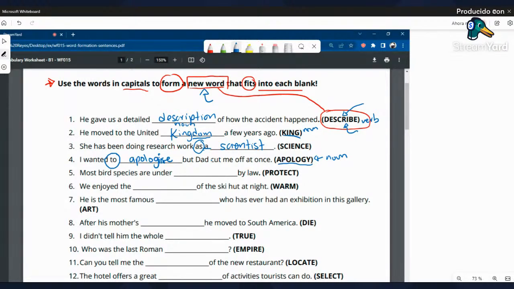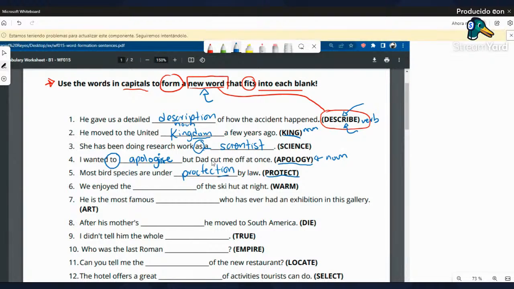Number 5. Most bird species are under, and I need to use this word protect and form a new one. Protection. I just have to add the suffix "tion."